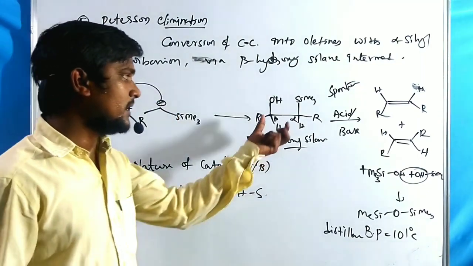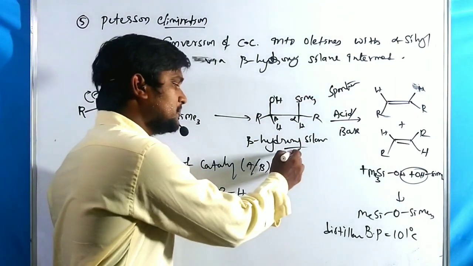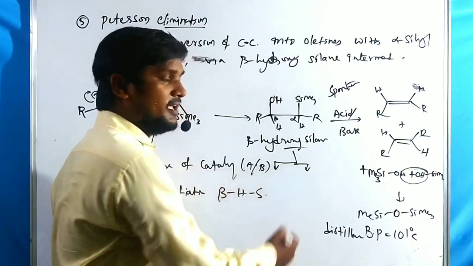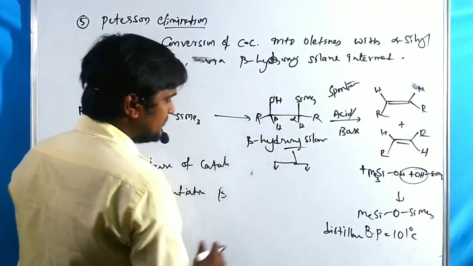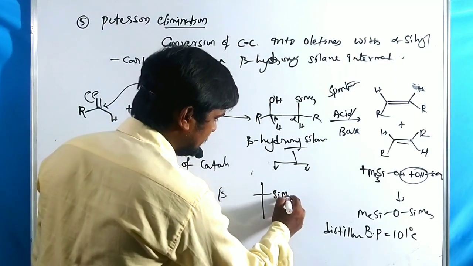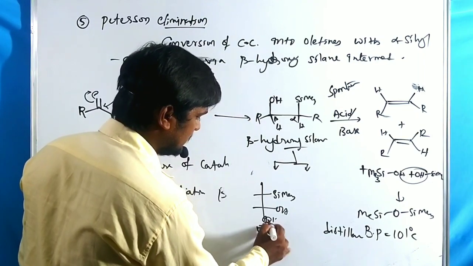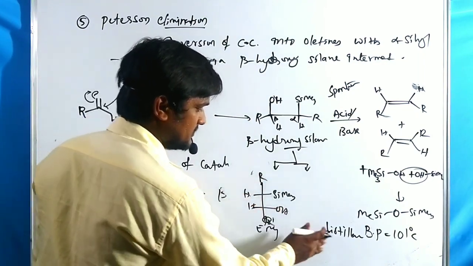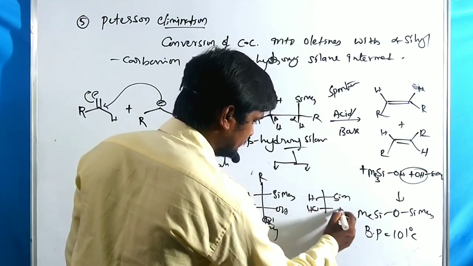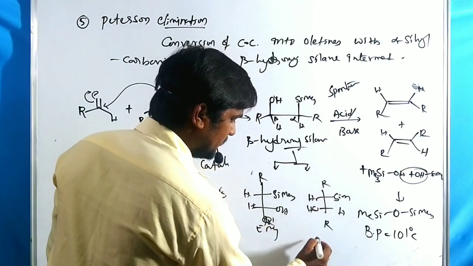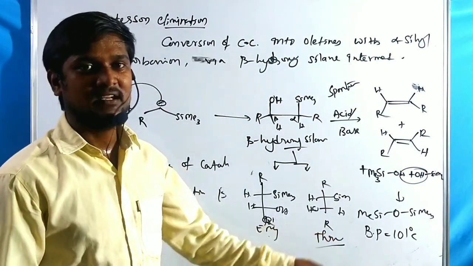Now here in the case of two chiral centers, two leaving groups are there, that means the same groups are there. Now it produces two types of isomer. One is the erythro isomer, another one is the threo isomer. If like groups are on the same side, it is the erythro isomer. Here it is R, here it is R, both are hydrogens. In the case of the opposite side, SiMe3, OH, H, here R, it is the threo isomer. So the first one is the erythro isomer, the second one is the threo isomer.